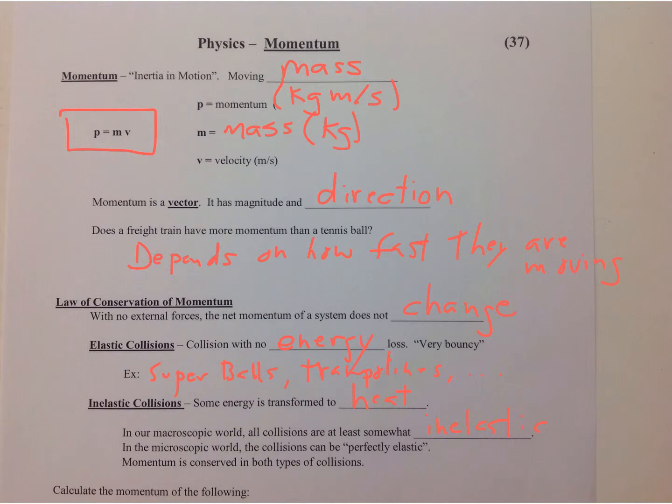In the microscopic world, when you have gas particles in a container bouncing off each other, those could be nearly perfectly elastic, but we can't see that. However, in either case, momentum is always conserved. Whether you have an inelastic or elastic collision, momentum is always conserved. So let's take a look at some of the calculations here.